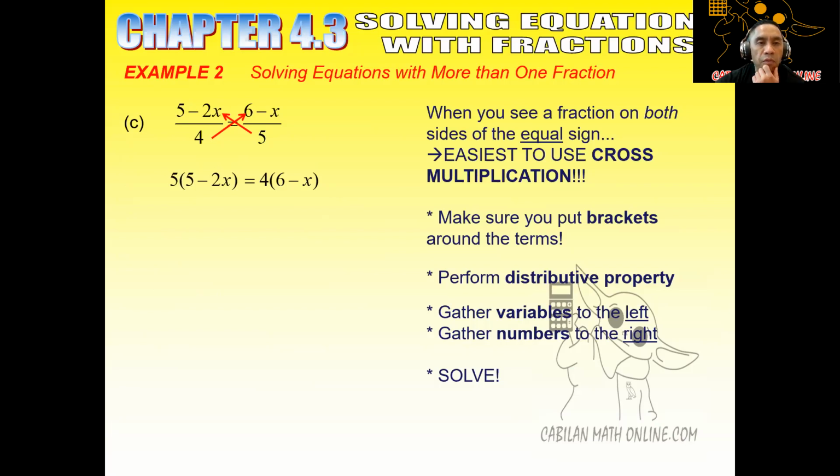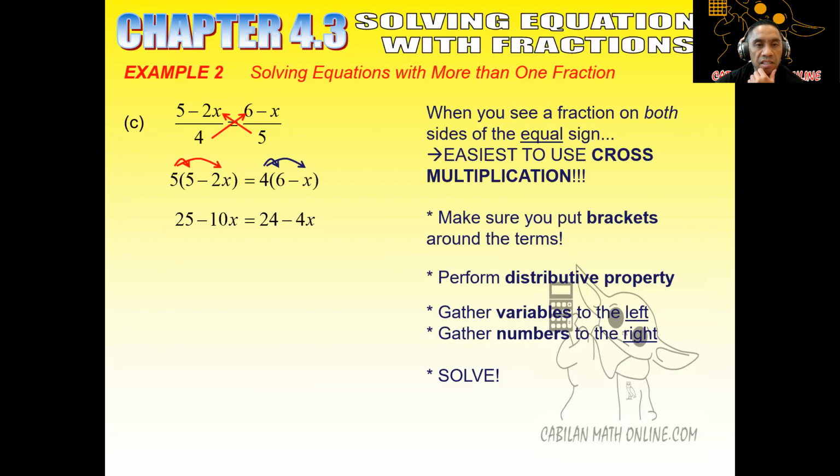So starting off with the 5, we're going to multiply the 5 to the 5, and the 5 to the -2x, which gives me 25 minus 10x. And you're going to multiply the 4 to the 6 and the 4 to the -x, which gives me 24 minus 4x. Now, just like all the questions we've seen where we had variables on both sides of the equal sign as well as numbers, we're going to keep it nice and simple by taking all the letters and moving them to the left, and the numbers and moving them to the right.